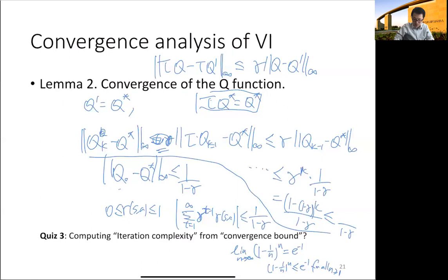I guess e to the power of minus k over 1 minus gamma. Yeah, sorry, it's 1 minus gamma times k. So by just applying this inequality, we can simplify it into something that goes to 0 at this particular rate as k goes to infinity, geometrically.